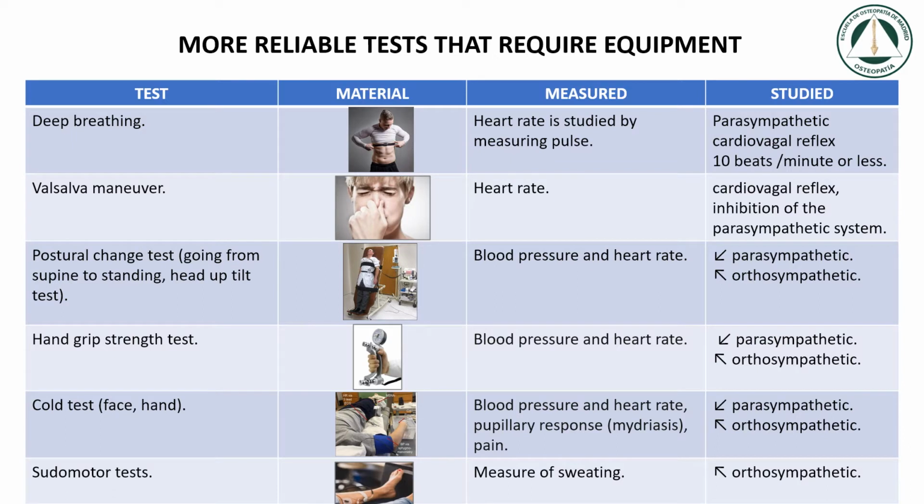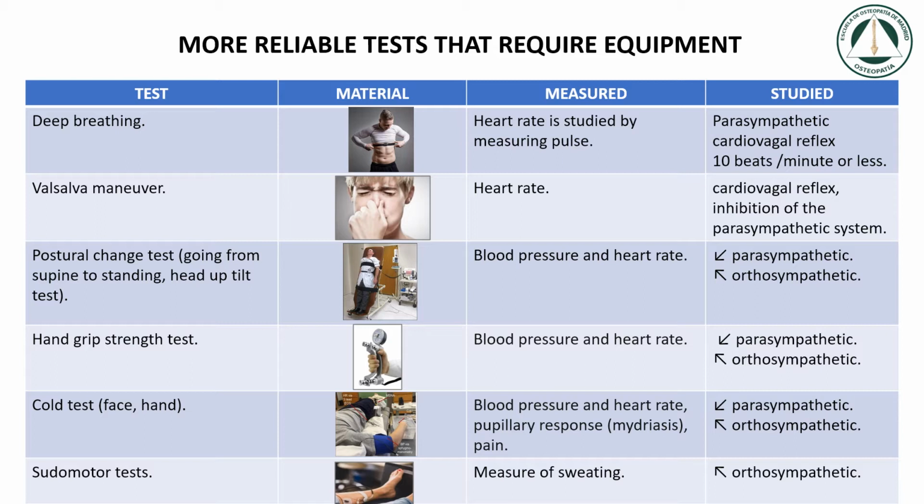First, we will examine the table of tests that require the use of equipment: Polar H10 strap, tensiometer, Cursos software. They allow us to diagnose a central sensitization and an imbalance in the neurovegetative system. More reliable tests that require equipment. Deep breathing. The deep breathing test is performed standing up with a Polar H10 belt. Heart rate is studied with the pulse to obtain data on the parasympathetic cardiovagal reflex. Translates into 10 beats per minute or less.